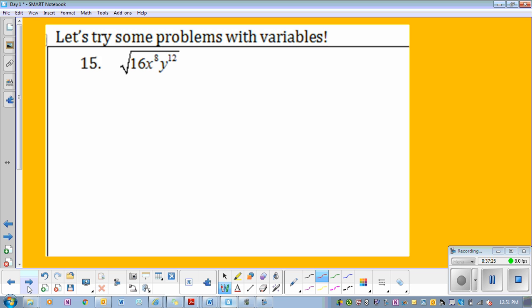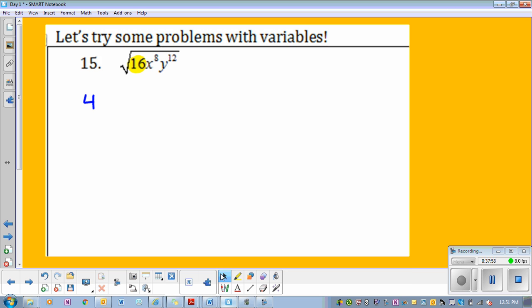All right, so let's try some problems with variables. This is an easier one. When you have numbers and variables, just take it one piece at a time, okay? All you need to do is take it one piece at a time. So I'm going to start with the number. What is the square root of 16? 4. We know that. So then the 4 just comes out, okay?